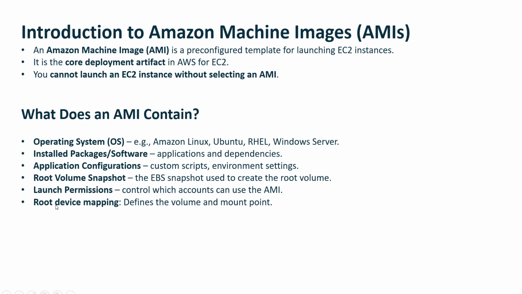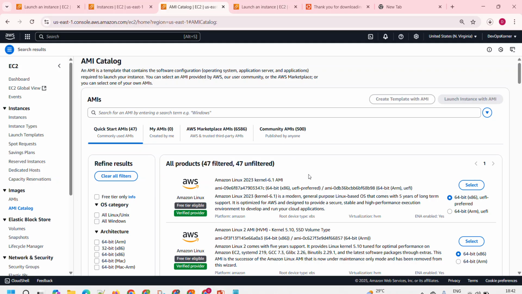Root device mapping. We have already seen the root device mount point and virtualization type. Where do I get the virtualization type here? See, if I go here, platform Amazon, root device type EBS, virtualization HVM, ENA enabled, and architecture. See, these are the options.